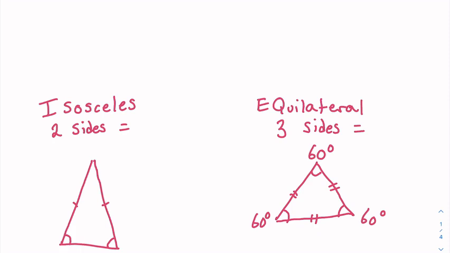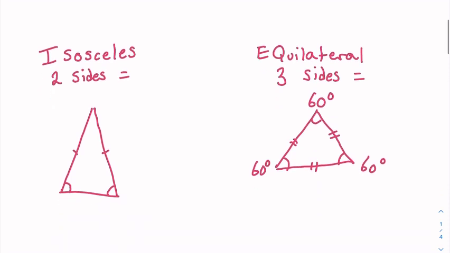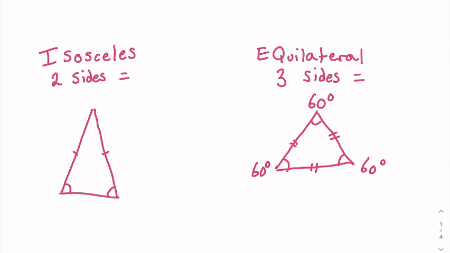Let's review what isosceles and equilateral triangles are. Those are two different types of triangles, and they're both talking about how many sides are congruent. Congruent means same shape, same size. So an isosceles triangle is on the left-hand side here. An isosceles triangle has two sides that are equal.